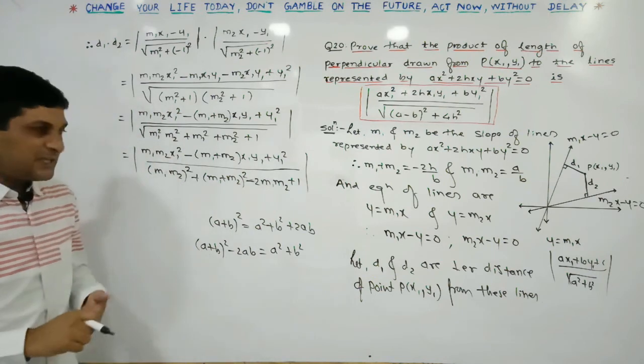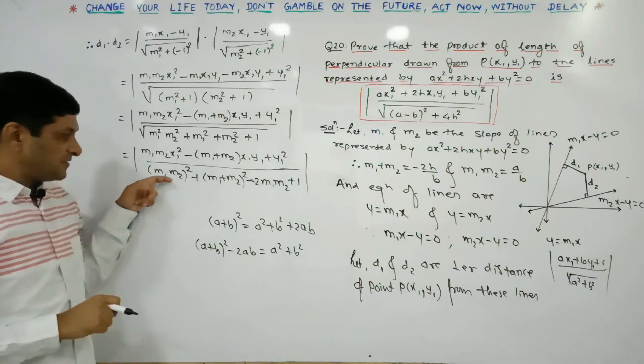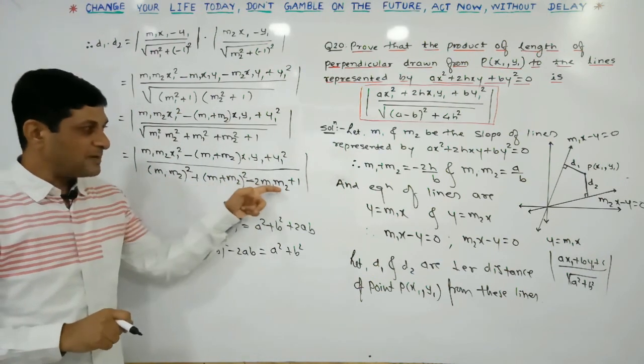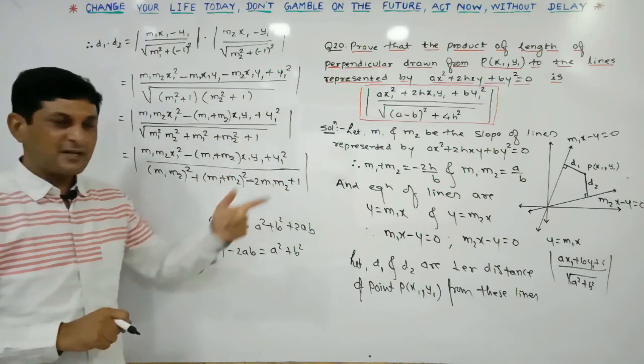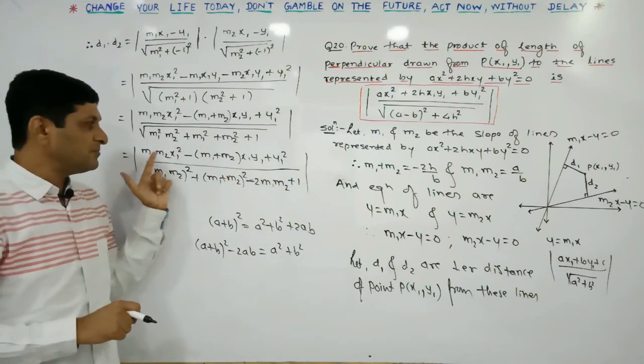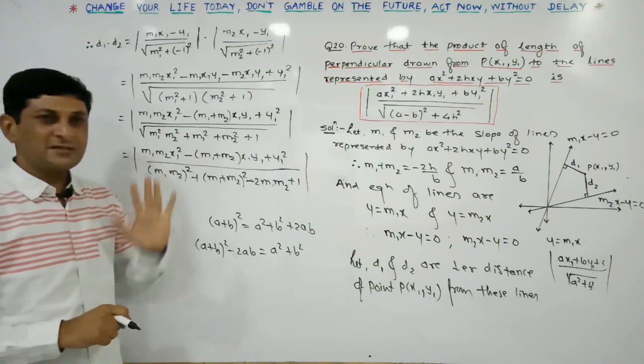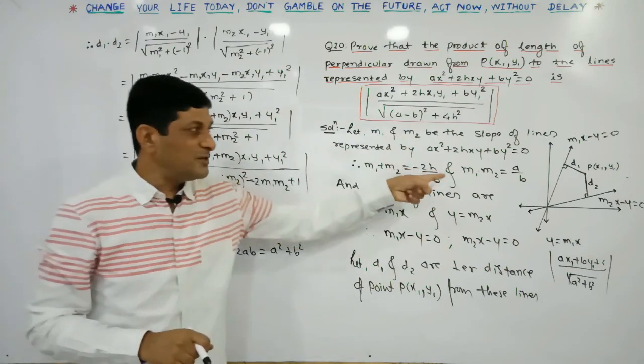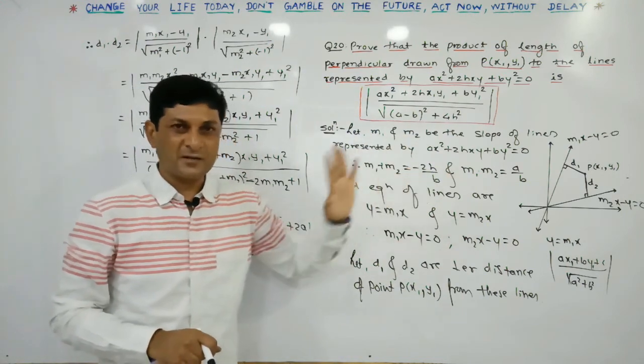Getting it? Now check that all the terms are in the form of sum and product, isn't it? In the numerator also the terms are in the form of sum and product of the slopes, and we will have the values of the sum of the slopes and the product of the slopes.